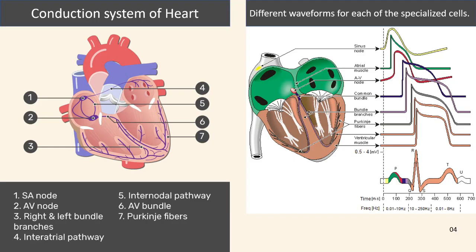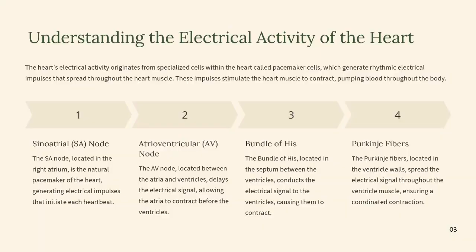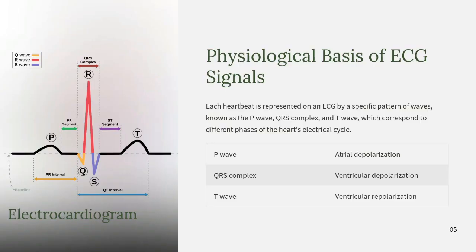Here is the diagram of the heart, in which you can see the different waveform for each of the specialized cells, like the waveform of the sinoatrial node or the AV node, then Purkinje fibers and all, which make up the ECG. So these are the nodes which I have explained, and then let's understand the physiological basis of the ECG signal.